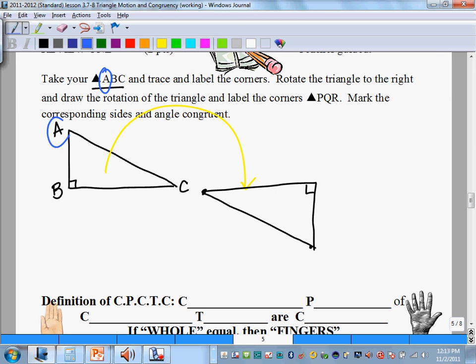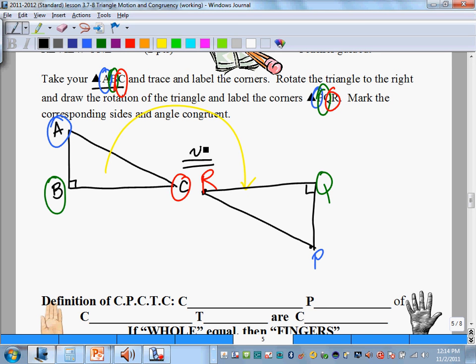We have A. A is here. A matches with P, so it must be in a similar position. Switching colors. B goes with Q. C goes with R. Put a giant congruent sign between them.